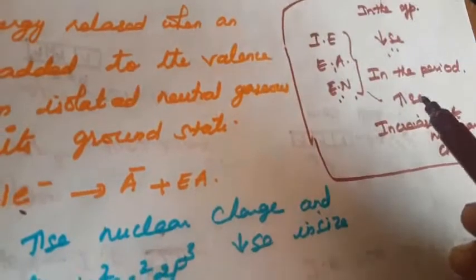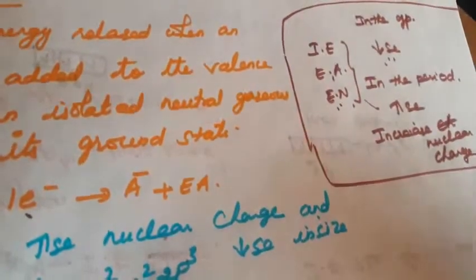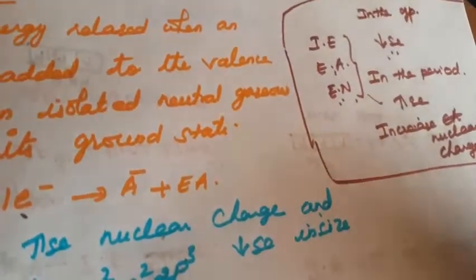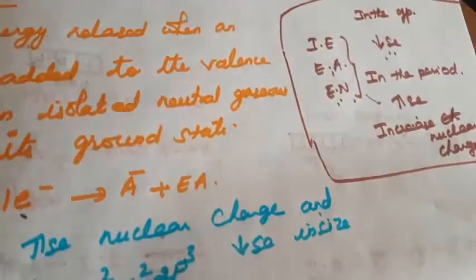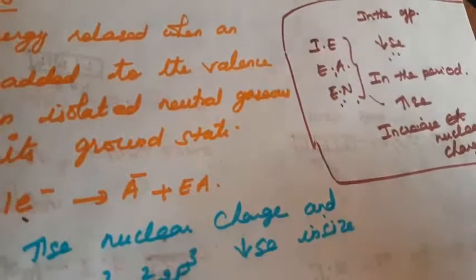So what is ionization energy? The amount of energy required to remove an electron, that is called ionization energy.